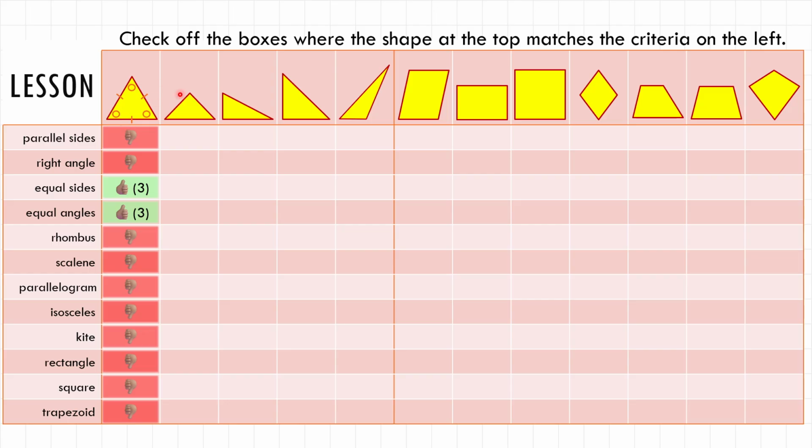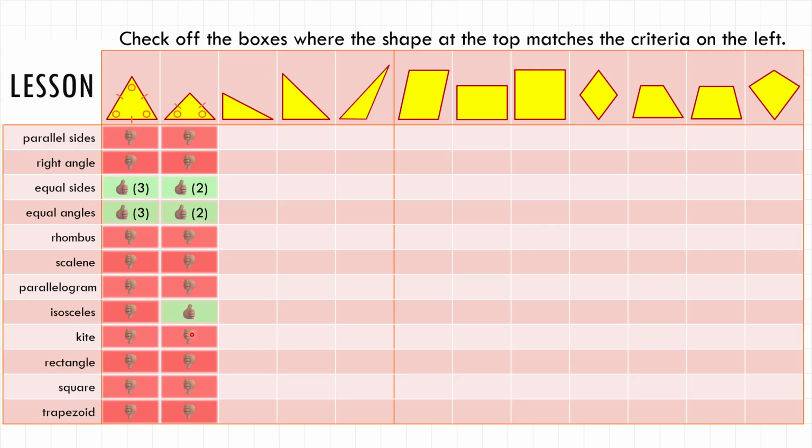For our next shape, it's also a triangle. There are no parallel sides and there's no right angle, but it does have equal sides. In fact, 2 of these sides here are equal, and it does also have 2 equal angles. It's not a rhombus because that's a quadrilateral, and this is not a scalene triangle because it does have equal sides and there's 2 of those, and it's not a parallelogram. This is exactly an isosceles triangle, but it's not a quadrilateral, so none of these will be true. That little angry guy there is our isosceles triangle.